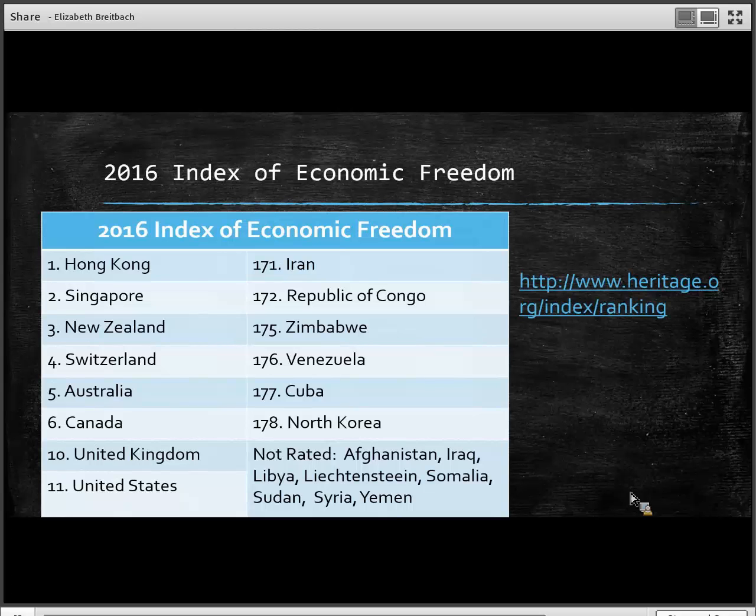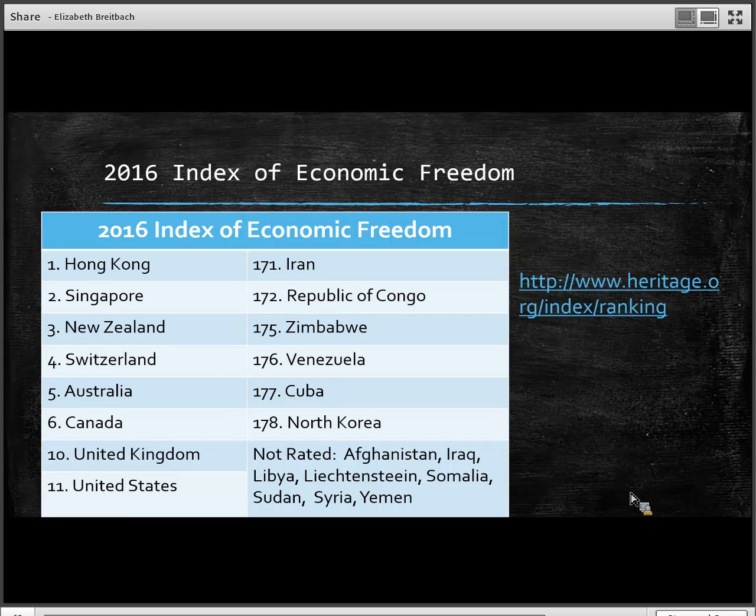All right, so also in terms of global, the Heritage Organization each year indexes for economic freedom. And so our 2016 Index of Economic Freedom is listed here. And we can see that Hong Kong is considered to be the most economically free, the most capitalistic society in the world. We can see Singapore, New Zealand, Switzerland, Australia, Canada, always among the top. The United Kingdom and the United States are always in that 10 through 12 ranking.